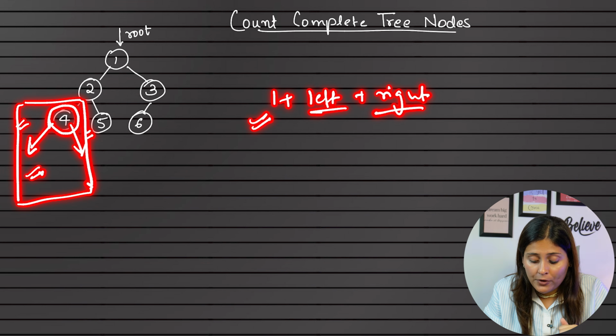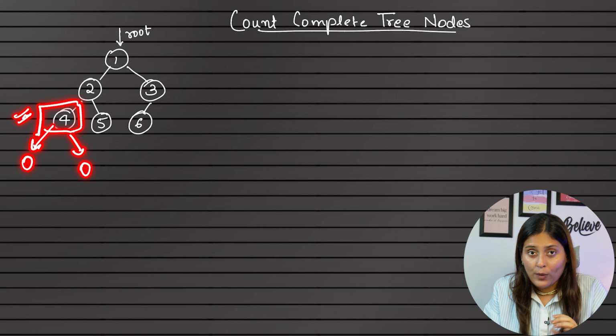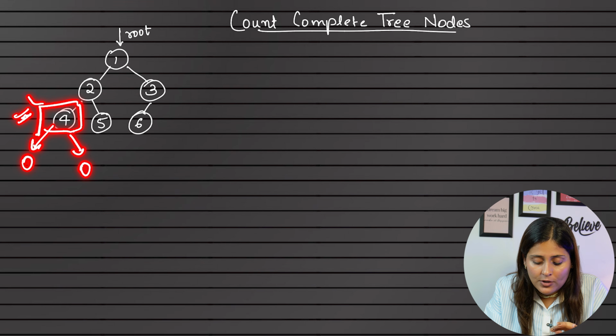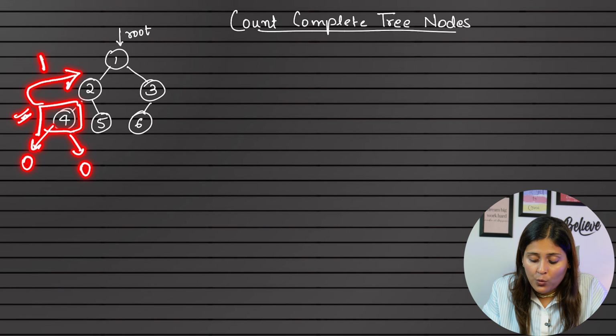Yes, because 4 will get 0 from the left side, 0 from the right side, correct, and 1 plus to it because 4 is there, right? So 1 plus this. So in total 0 plus 1 plus 1, 1 will get returned to 2's left. Similarly, 1 will get returned to 2's right.